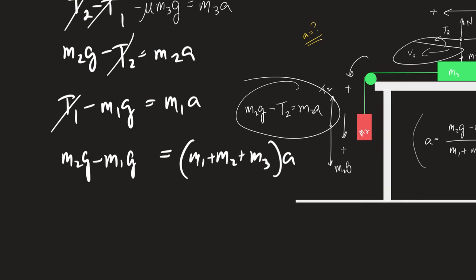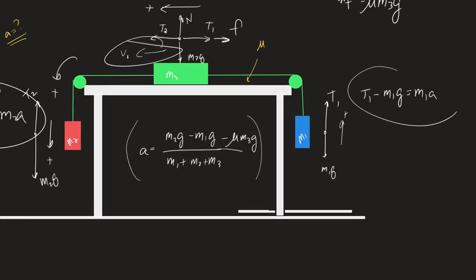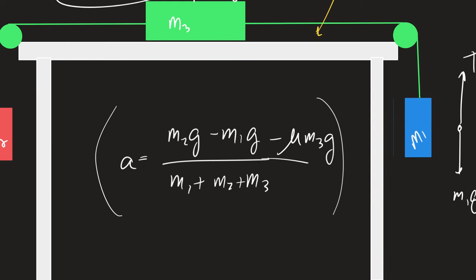It will cause a change in my sum here. So I'm now going to have M2G minus M1G minus mu M3G. That's the only thing that adding friction does. And like I said, if you want, you can factor out the G's.